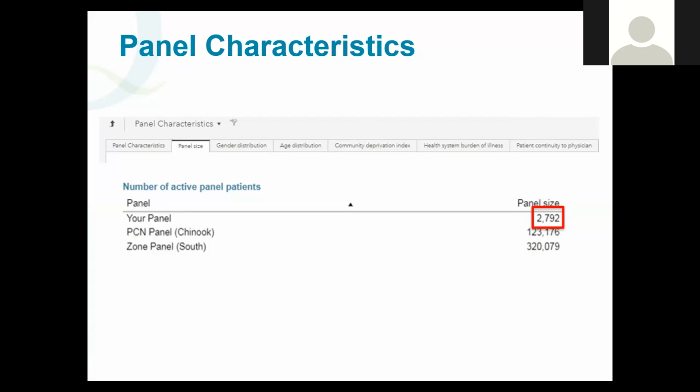The physician's panel size in this example was 2,792 patients. And when we think of our typical full-time physician's panel sizes of being 1,200 to 1,500, this might have been a little bit higher number. We certainly see those higher panel numbers, particularly in the rural area as well. And this data, of course, is found under panel characteristics and then panel size.